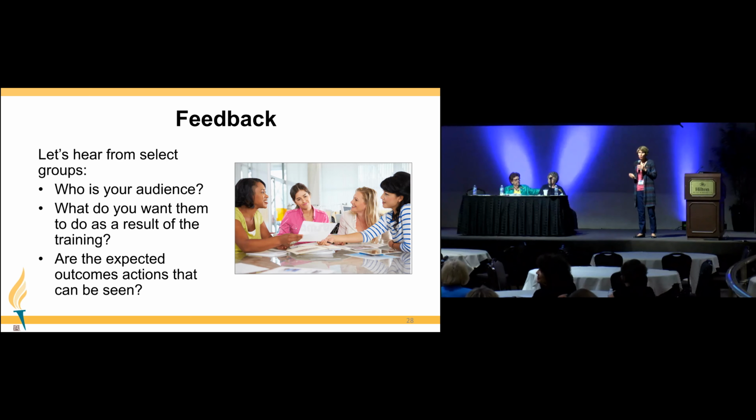And when you talk about renewed enthusiasm, is that something you can see? There's behavior associated with it. And the more we become very, very specific, really, the optimal outcomes will take place. So thank you for that.